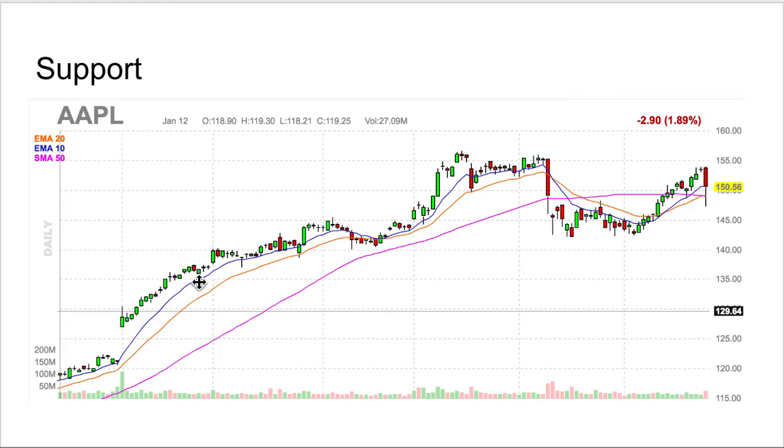Because this is where the people who were selling are now probably thinking, hey, you know what? This is actually going to go up. So now they actually go and buy it. Now the resistance becomes support, and hence you get the up move.